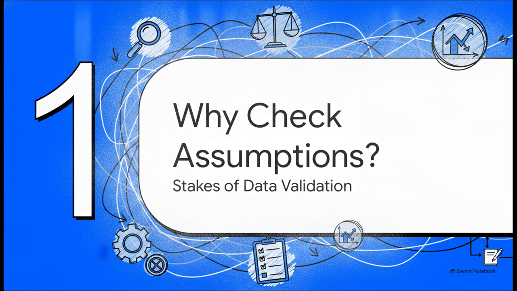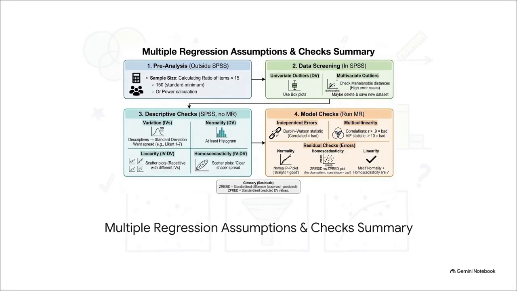Why check regression assumptions, or the stakes of data validation? Let's talk about why we actually bother running these diagnostic checks in the first place. Now, this diagram is basically our master roadmap. Think of it as a giant visual spider diagram summarizing the entire pre-flight checklist. Notice how it's broken down? We've got pre-analysis outside of SPSS, data screening inside SPSS, descriptive checks, and finally, the actual model checks themselves. It's a sequence, right? You can't just skip ahead to step 4. You gotta follow the path to make sure the integrity of your regression analysis is rock solid.